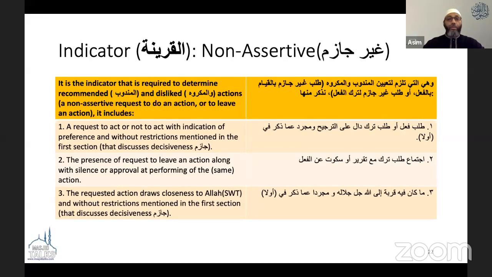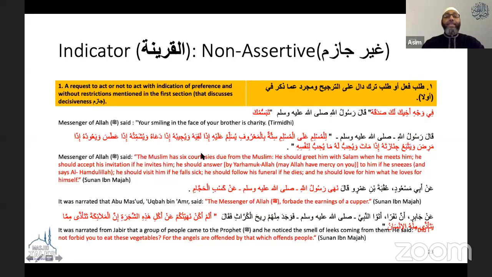Okay. Now, the first one says that a request to act or not to act with indications of preference and without the restrictions mentioned in the first section that discusses decisiveness or the jazm.